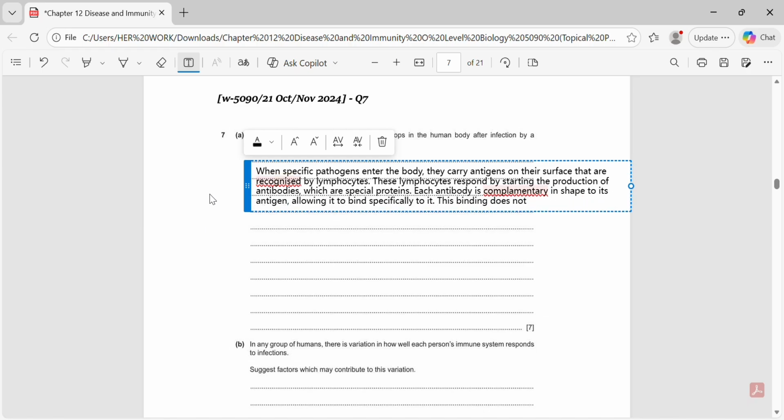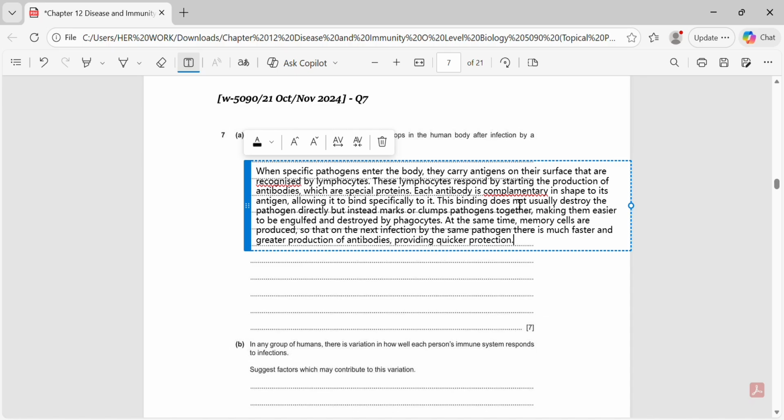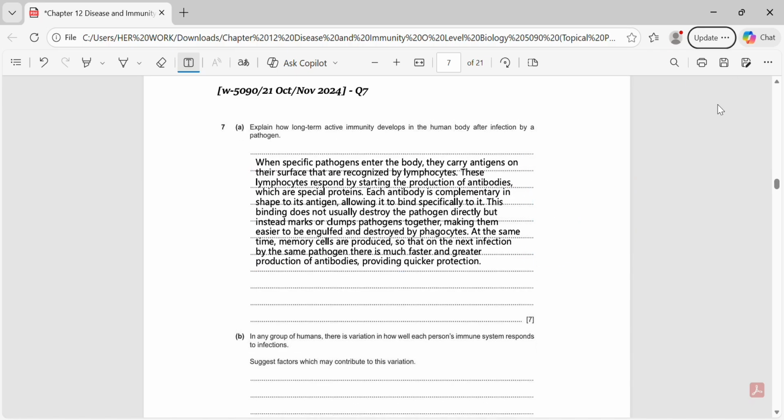This binding does not usually destroy the pathogen directly but instead marks or clumps the pathogens together, making them easier to be engulfed and destroyed by phagocytes. At the same time, memory cells are produced, so that on the next infection by the same pathogen there is a much faster and greater production of antibodies, providing quicker protection.